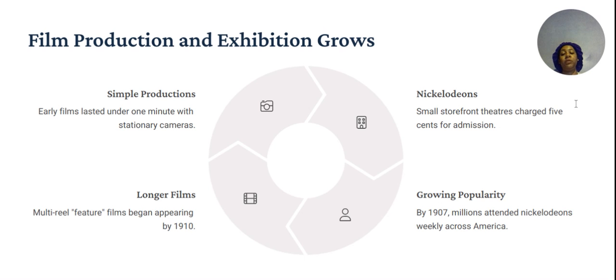Longer, multi-reel feature films began appearing in 1910. Basically, prior to 1910, I think they just edited as the film was made. So each short film became part of one clip. Because remember, editing was much different back then as well.